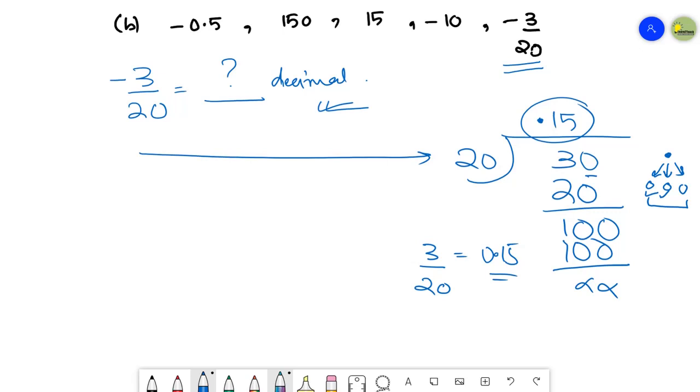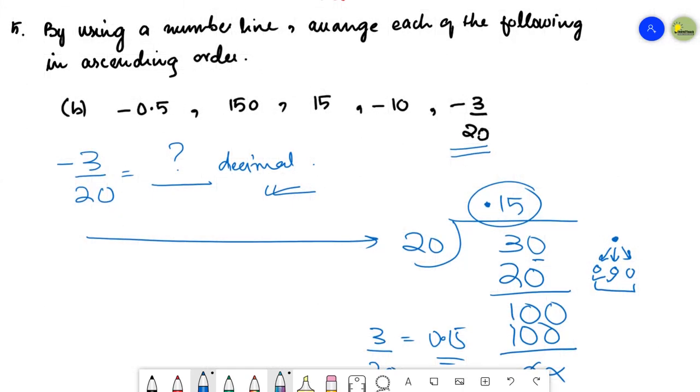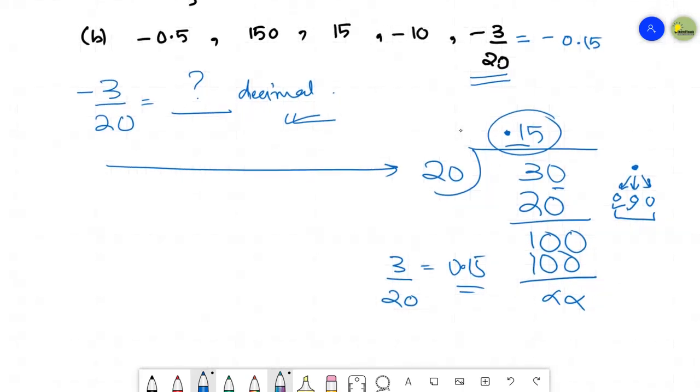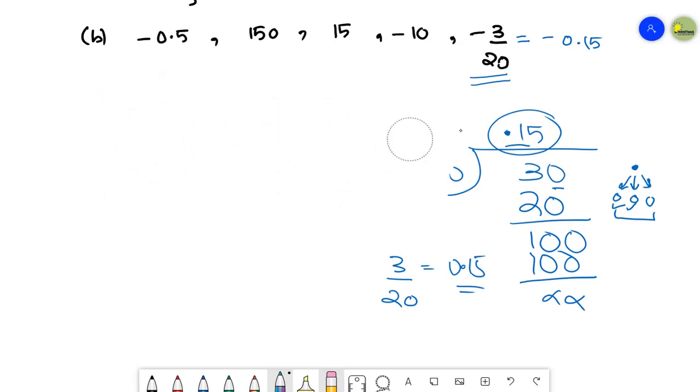As you know, the value given to you is negative, minus 3 upon 20, right? So it is equal to minus 0.15. The value remains the same, only the sign is added. This is the decimal equivalent of this fraction. So this was the first step. You need to find the decimal values of each of your fractions like this.